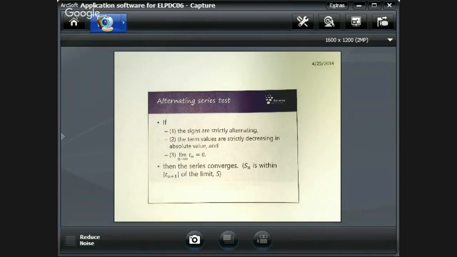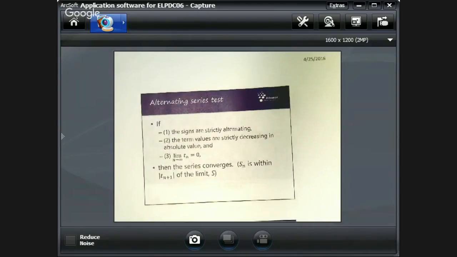This is a test for convergence. It is not a test for divergence. So if you don't have enough information, if those three conditions are not met, you don't know whether it converges or diverges. So don't worry about the stuff about the limit.